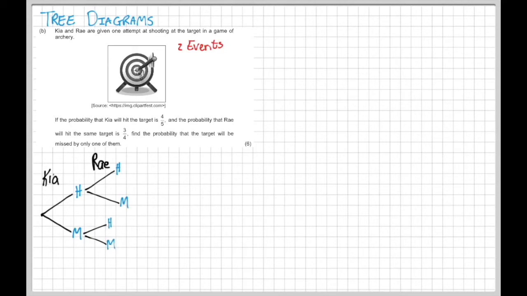But now I must never forget to put in the probabilities. That 4/5 for Kia means her probability of hitting the target is 4/5, but the probability of missing is 1/5. Complement rule, complement rule, complement rule. Do not forget about the complement rule with these kinds of events. I'm going to do the same with Ray. The probability of her hitting is 3/4 and missing will be 1/4. Let's put that in for the bottom ones as well.